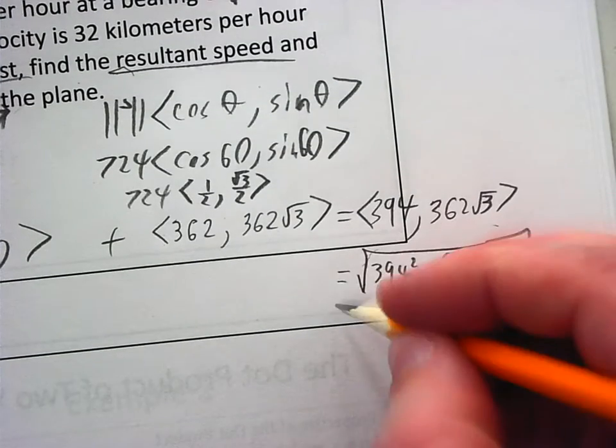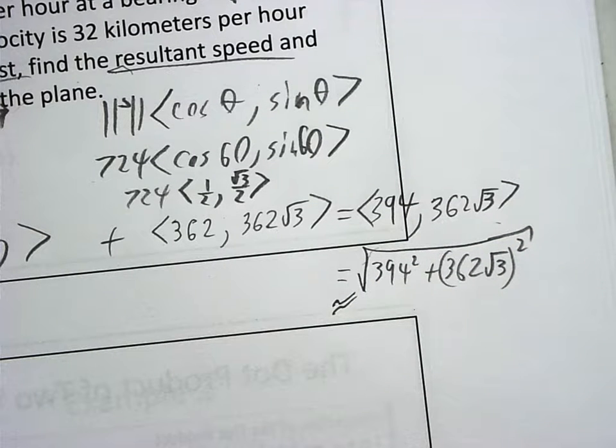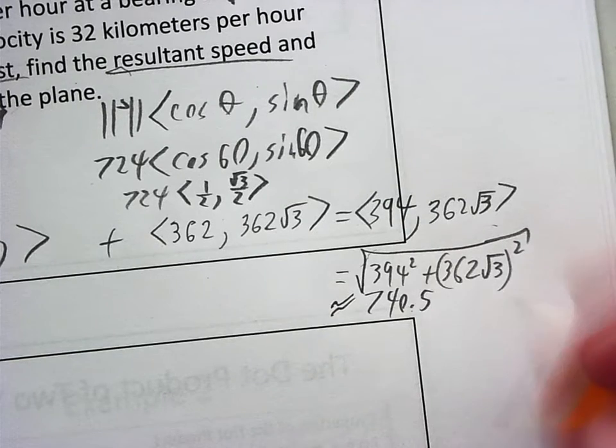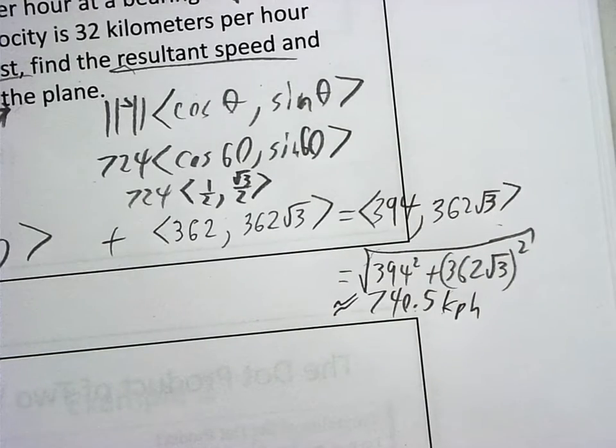What do you end up getting for the speed of the plane? Combined speed. Anybody else get that? Yep. 740.5, what would be the units? Kilometers per hour. Now I still need direction.